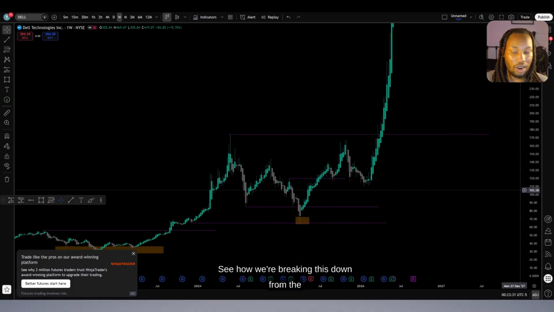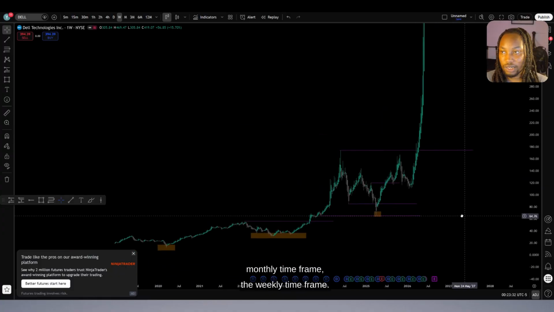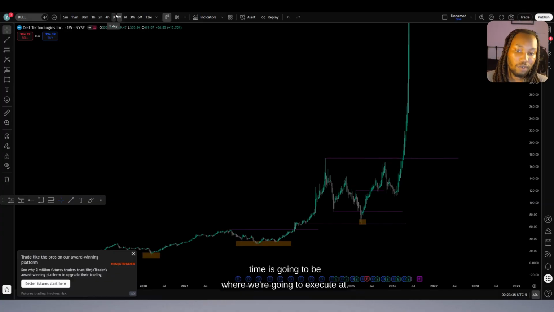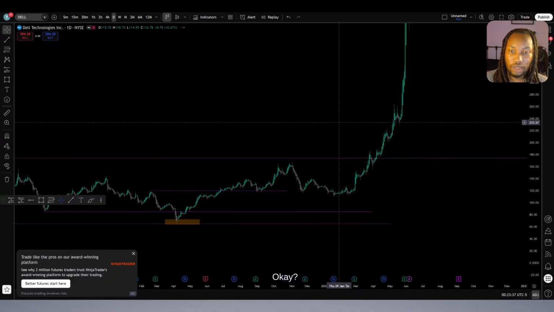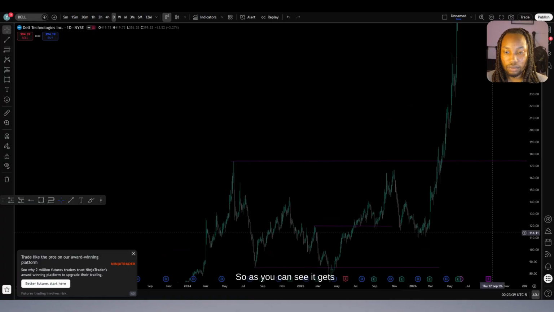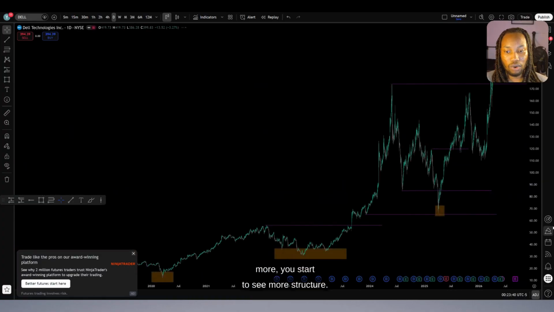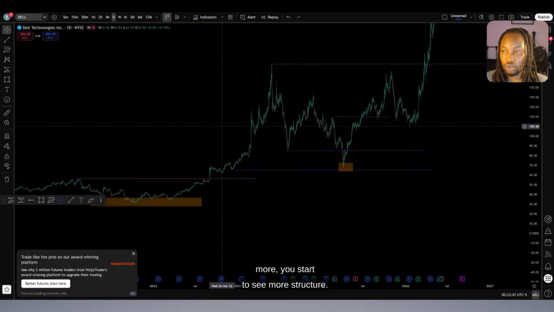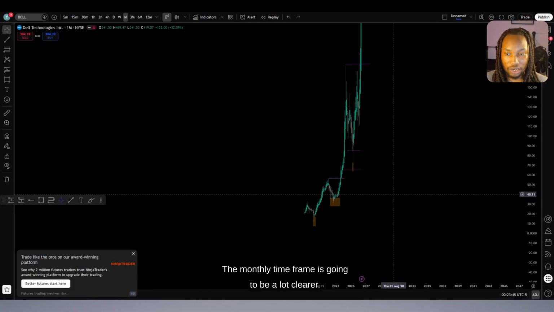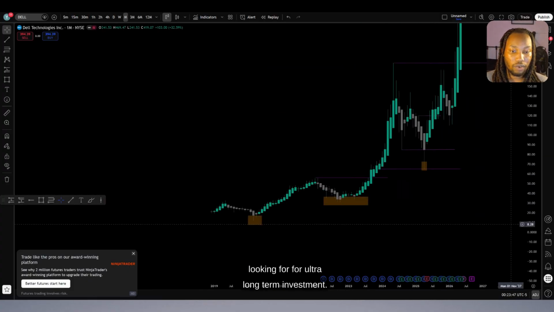See how we're breaking this down from the monthly time frame, the weekly time frame. Now we're going to go to the daily time frame because the daily time frame is where we're going to execute. As you can see, you start to see more structure. The monthly time frame is going to be a lot clearer. This is what you're looking for.